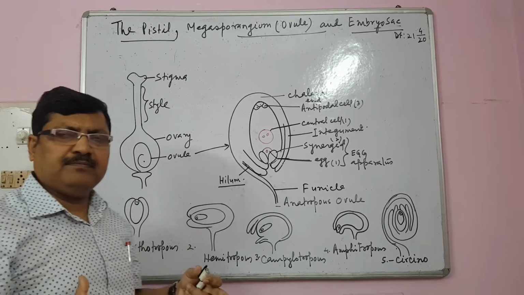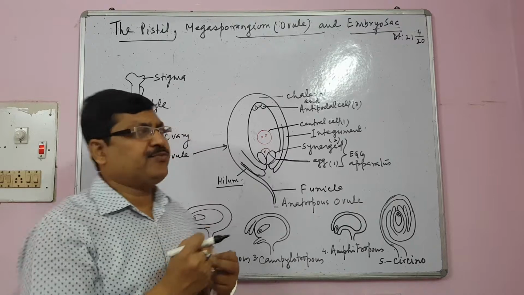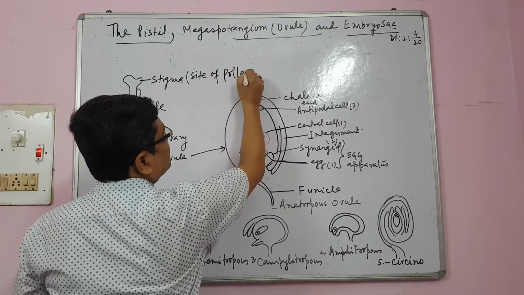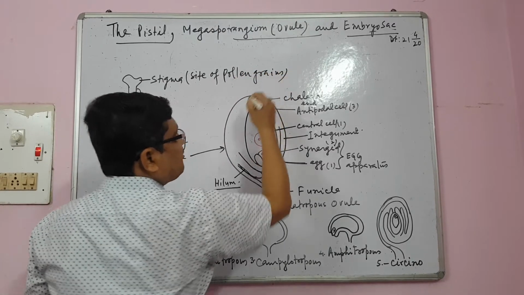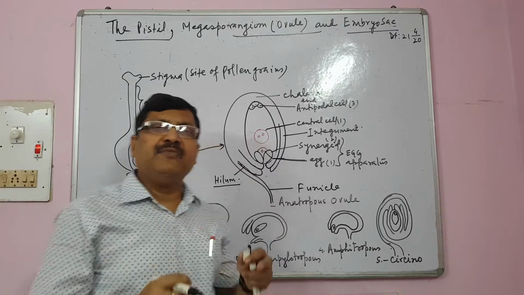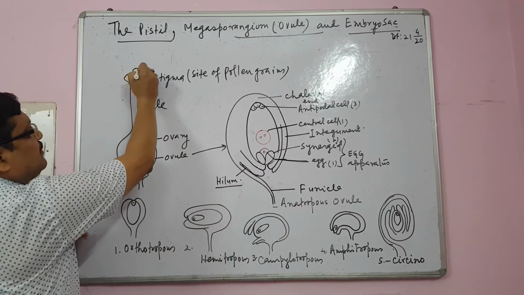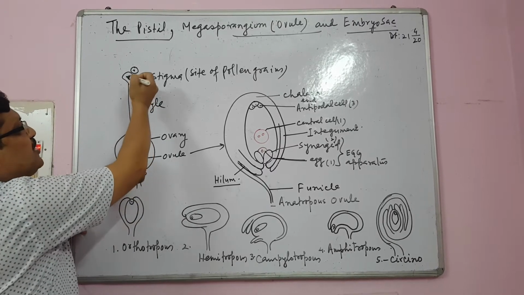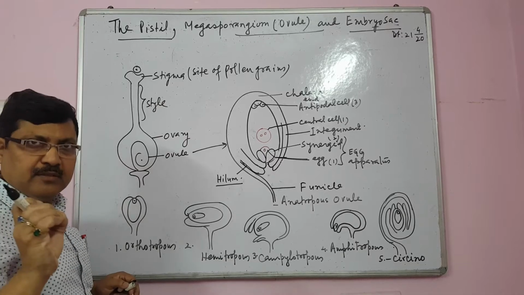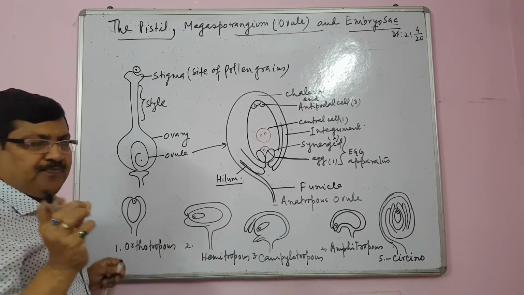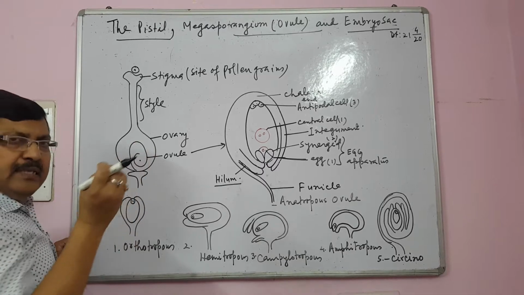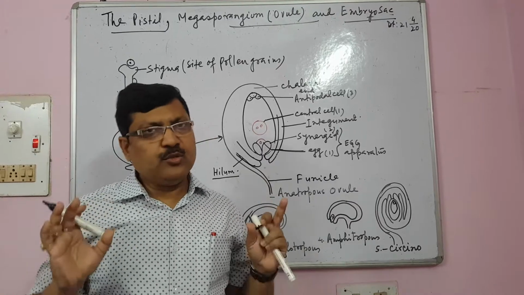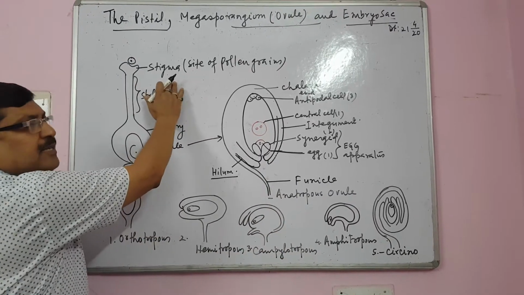Stigma is the platform to receive the pollen grains, or the site of pollen grains. As soon as pollen grain lies here, pollen tube will germinate after the secretion of stigmatic fluid, which is mainly fructose, and in the development of pollen tube, boron element plays a very important role. So this is the stigma.